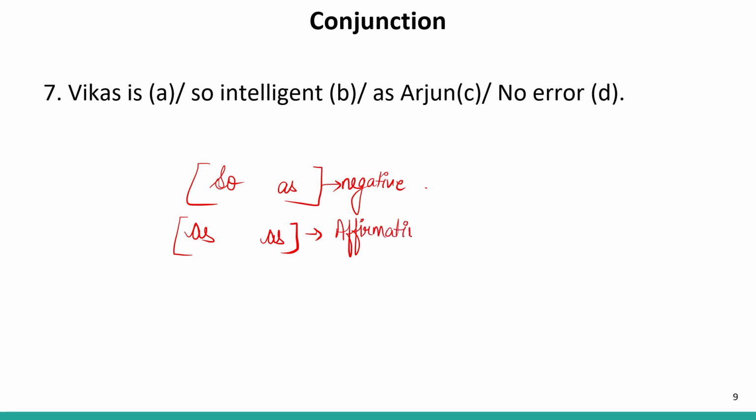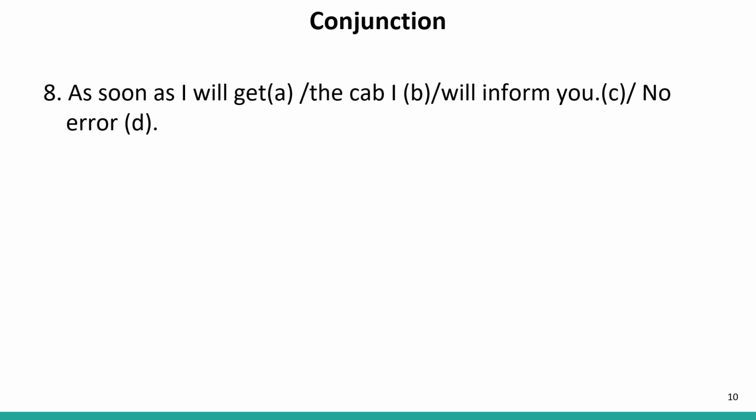So in this case, so should be replaced with as. So the correct sentence is, Vikas is as intelligent as Arjun. So our answer will be B, because this B part contains the error. Now let us move to the next question.